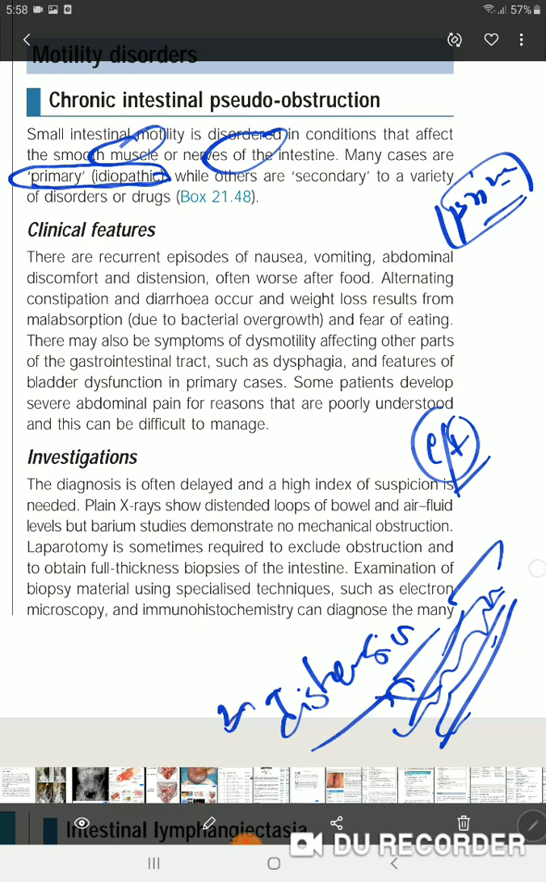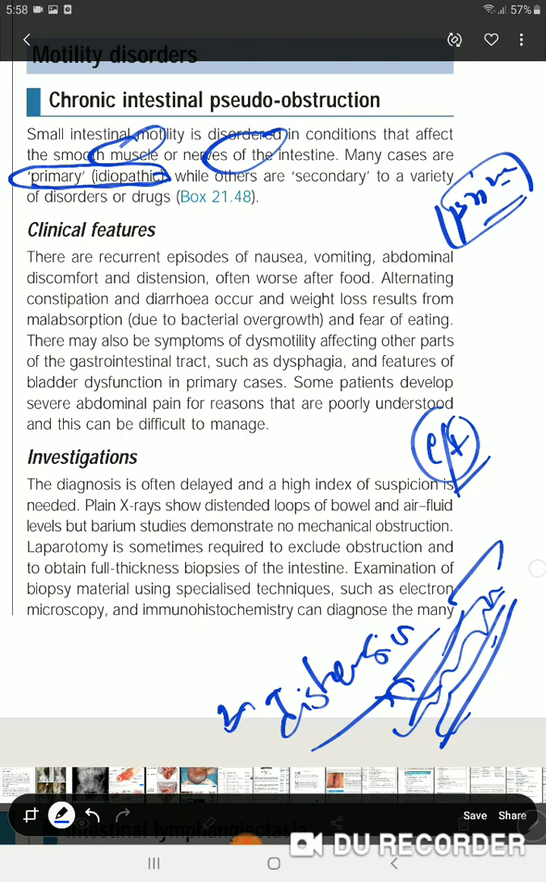And also you know that any disorder of the GIT causes malabsorption, so the patient loses some weight for this reason, and the patient also has chronic diarrhea, and there is a motility problem, and the patient fears eating. So a high degree of suspicion is usually needed to diagnose such a heinous disease, the chronic intestinal pseudo obstruction.